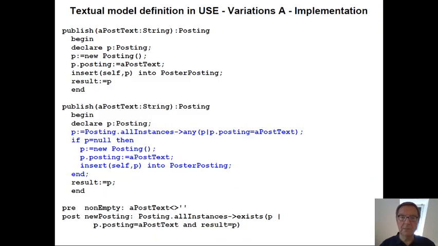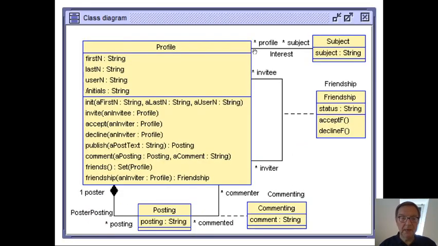This was the complete model and the class diagram. I will come back to it when it's needed. The first variation is about a variation in the implementation of an operation. We have had this operation publish. Here we have the publish operation.